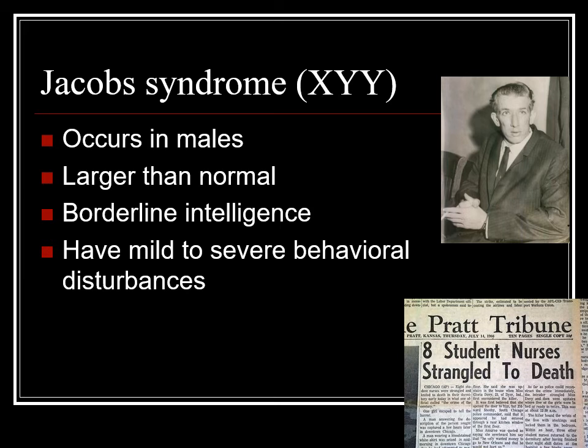And Jacob syndrome, they're of course male. They tend to be big guys who are not super smart. And they have mild to severe behavioral disturbances. So they have behavioral problems. So if you take guys who are bigger than normal, big guys, not very smart and have behavioral issues, where are these guys going to end up a lot of the time? In jail, right?